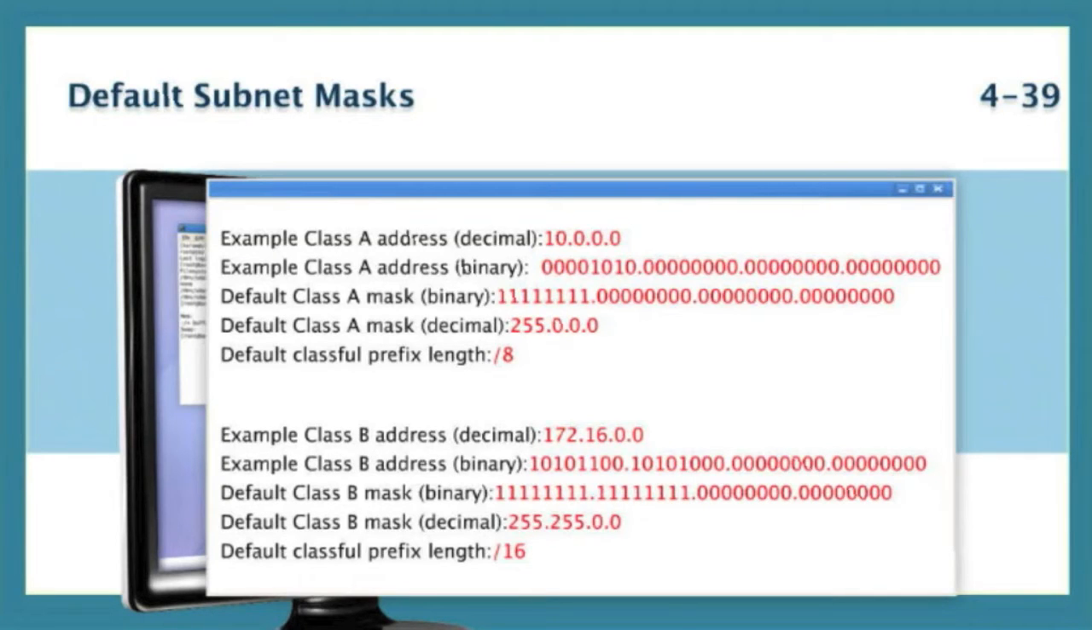Now look at a Class B. In a Class B example, we have a subnet mask of 255.255.0.0. And sure enough, this means, as we already knew, that the first two octets are going to identify the network, and these last two would identify hosts on that network. If you want to write it the fancy way, the kind of shorthand way, you can say /16 for the subnet mask.